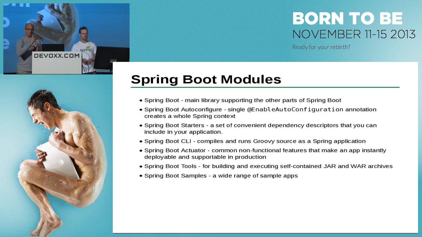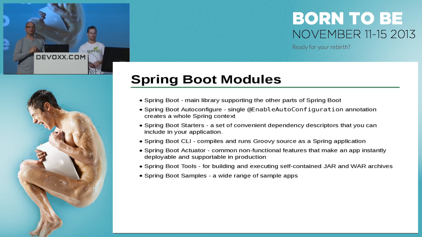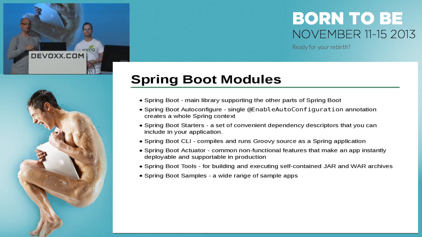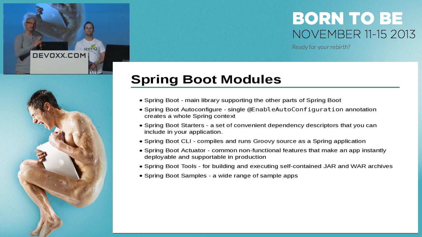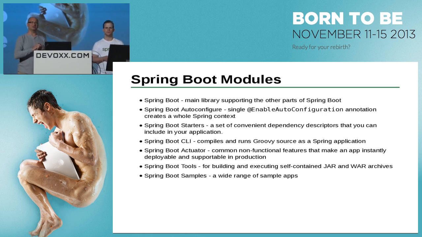Then, something we haven't seen yet, the Spring Boot Actuator, is those common non-functional features that I talked about briefly at the beginning. So adding some management endpoints, for instance, to make an app more supportable and deployable in production. I think we're going to show that stuff pretty soon. Then there are some tools. So we saw the Maven and Gradle plugins, and indirectly we saw the launcher, which is packaged as a separate jar because it's shared between Maven and Gradle.